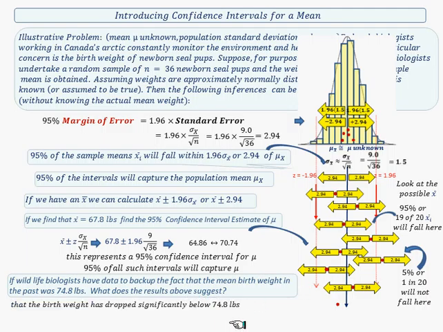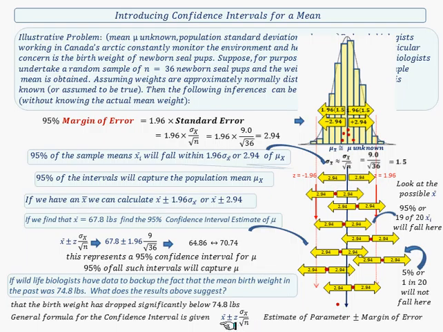And this information we suggest, as a result of our conclusions above, we can conclude that the birth weight has dropped significantly below 74.8. The general formula for confidence interval is your estimate plus or minus your margin of error.